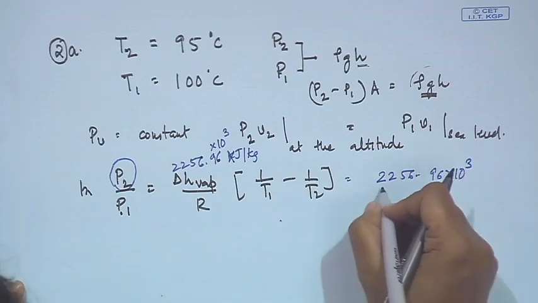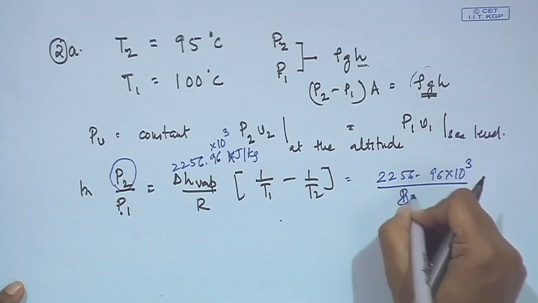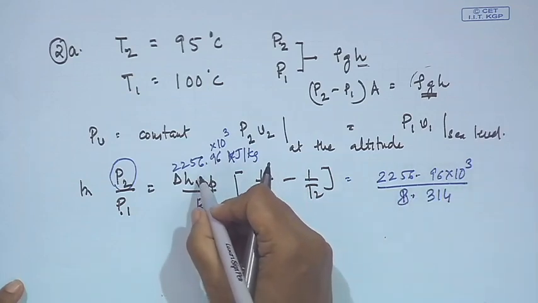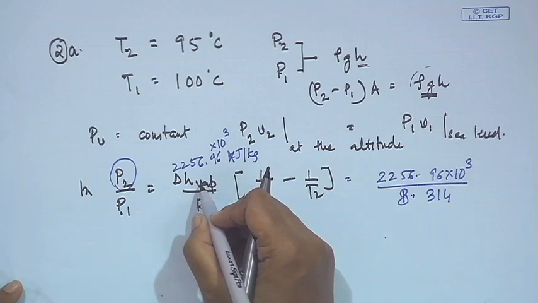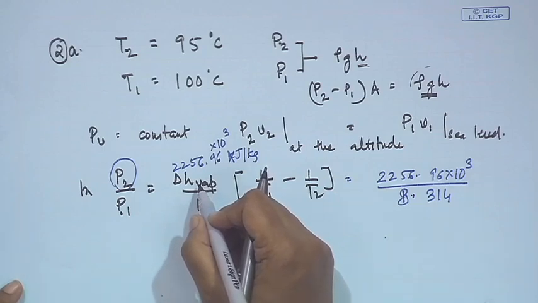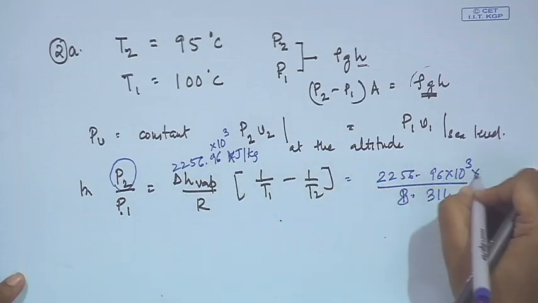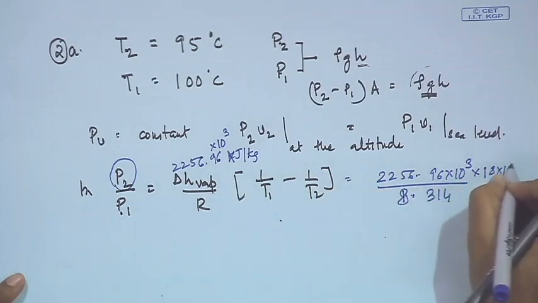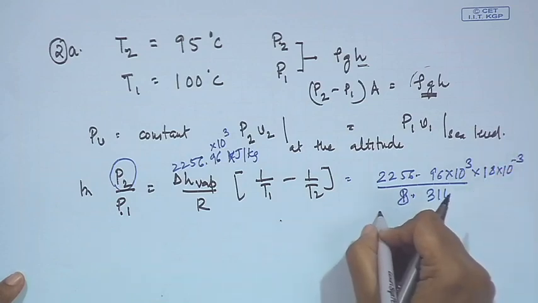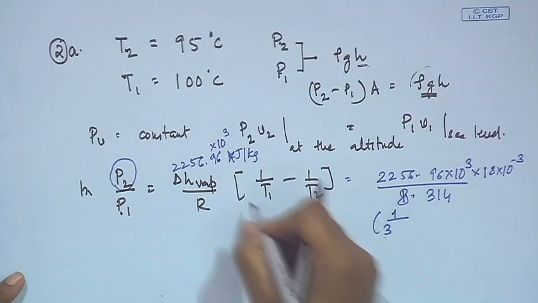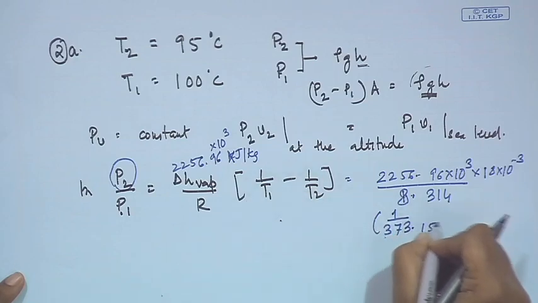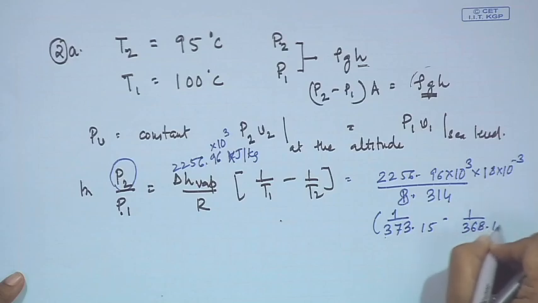Accordingly, your R is going to be 8.314. Again, in this case, note that the latent heat of vaporization is the specific latent heat, it is not the molar latent heat. But in this case, the substance or the fluid in between is air. So, what do we do? We simply multiply it with the molecular weight, the average molecular weight we assume, and from here I am just substituting T1 and T2 minus 1 by 368.15.